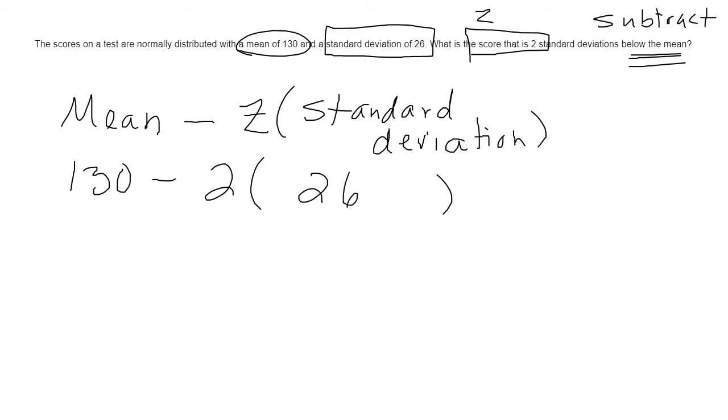It would be 130 minus 2 times 26. And this score is going to be 78. Now notice 78 is below the average score, which is 130, because this student was below average because it said below the mean. The mean is always the average.